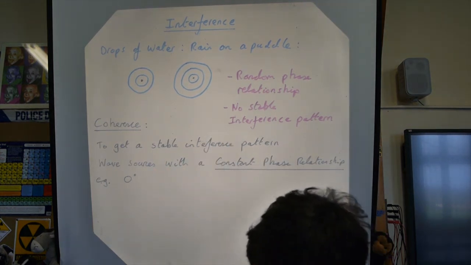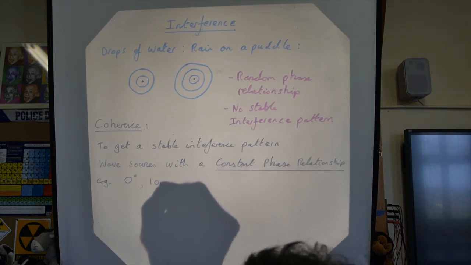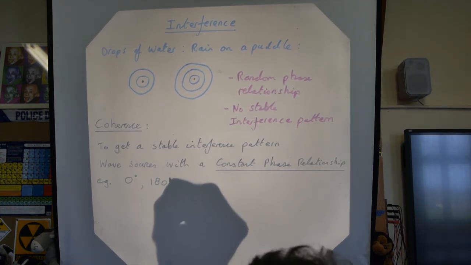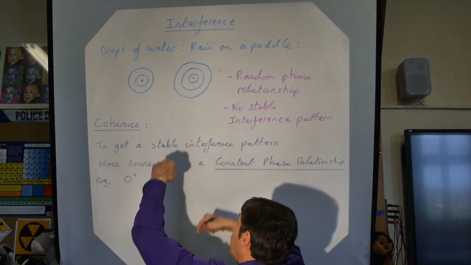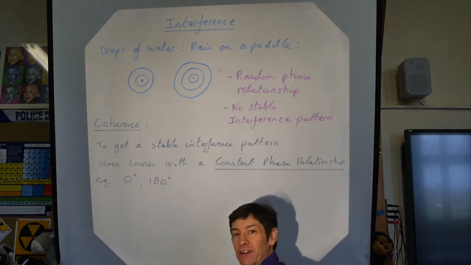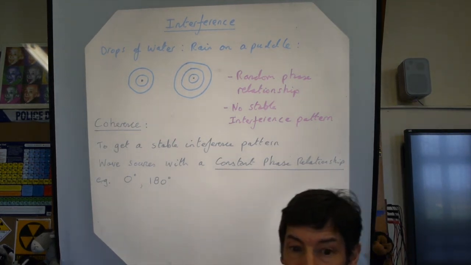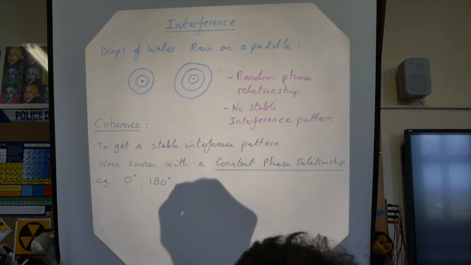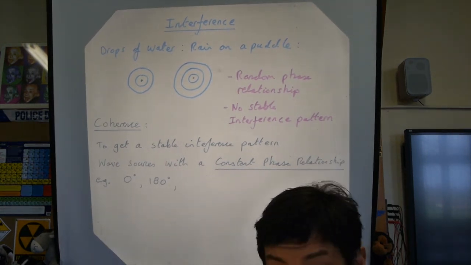They could be out by 180 degrees, or pi radians. So they're out of phase. But they're always exactly that much out of phase. So there's a constant phase relationship. So we're okay, they're coherent. There are other angles as well that they can be out of phase, but I won't deal with those in detail.